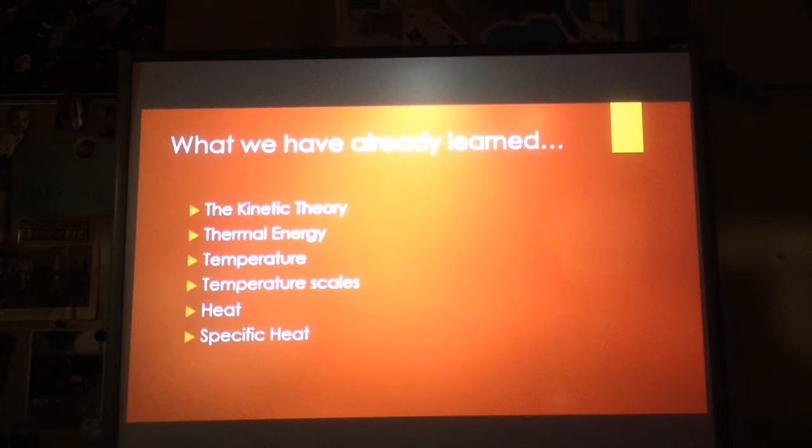So what we have already learned, we have the kinetic theory, which is a theory that pretty much states that all materials are made of particles, atoms, ions, molecules, that are in constant motion, or always moving. The thermal energy of an object is how much potential and kinetic energy the particles within that object have due to particle spacing and how much those particles are actually moving.